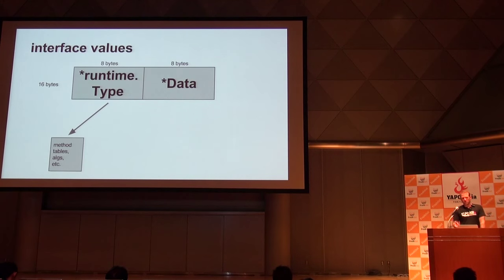An interface value is basically anything that can do dynamic dispatch. And an empty interface can hold anything. Otherwise, you can make restrictions on it must at least implement a certain interface. But an interface is always two words of memory. The first one is a pointer to its runtime type. This could be its method tables and various algorithms for supporting equality and stuff like that. And then the second word is always a pointer, and it could be the pointer of the original data.